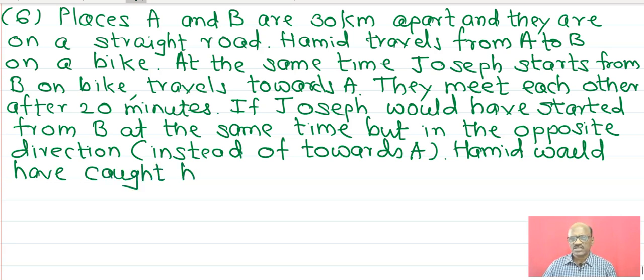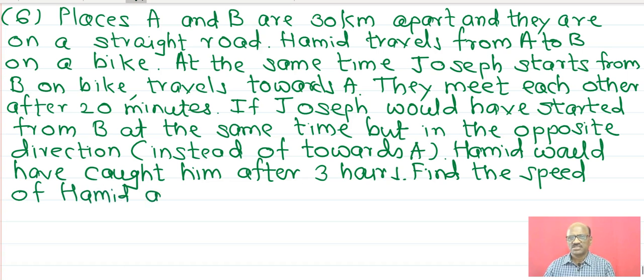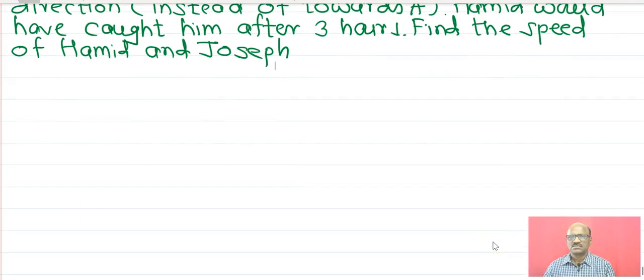म्हणजे दोन्ही एकाच डिरेक्शनने जात आहेत सेकंड कंडिशन मध्ये. पहिल्या कंडिशन मध्ये दोन्ही एकमेकांच्या विरुद्ध दिशेने. हमीद ए पासून स्टार्ट करणार, नंतर जोसेफ बी कडनं स्टार्ट करणार, मग बोथ ऑफ देम ट्रॅव्हलिंग द सेम डिरेक्शन. Hamid would have caught him after 3 hours. Find the speed of Hamid and Joseph.